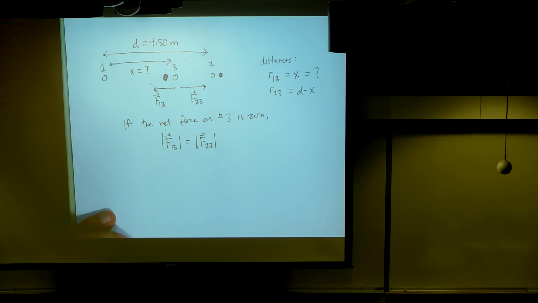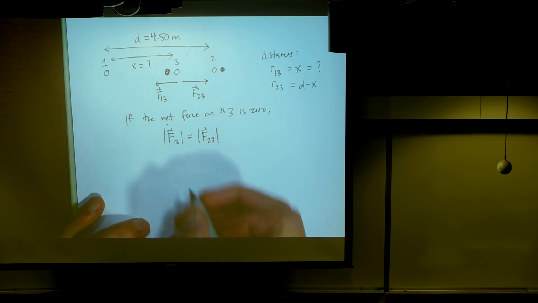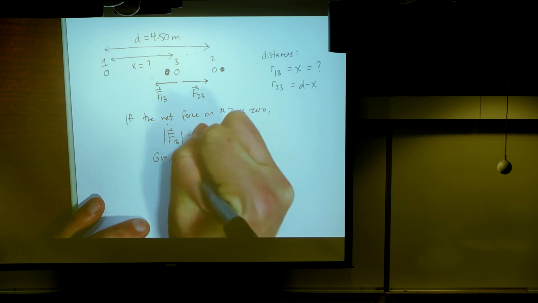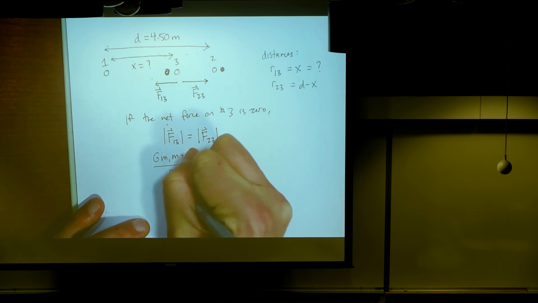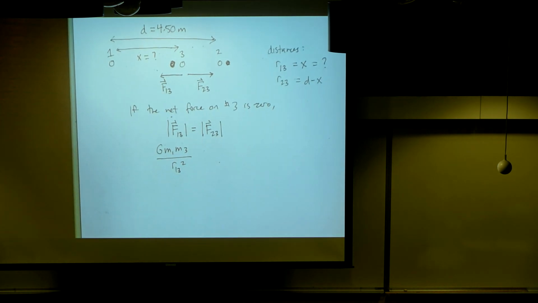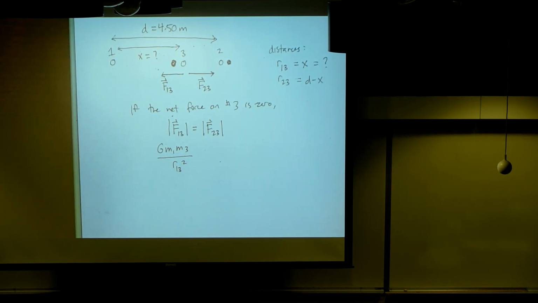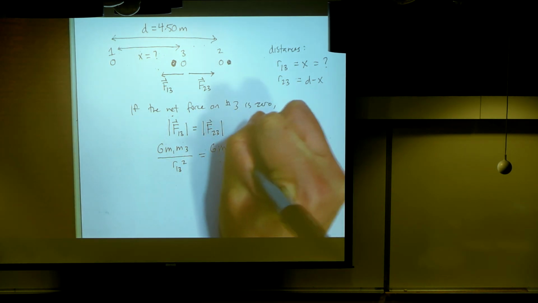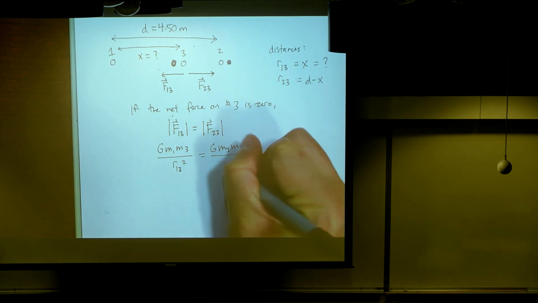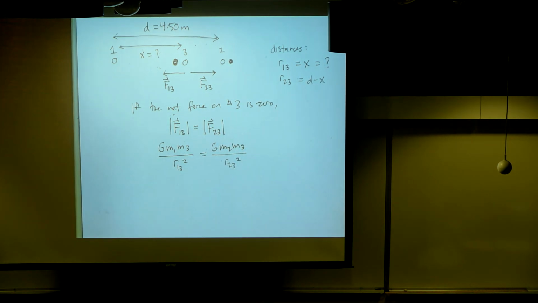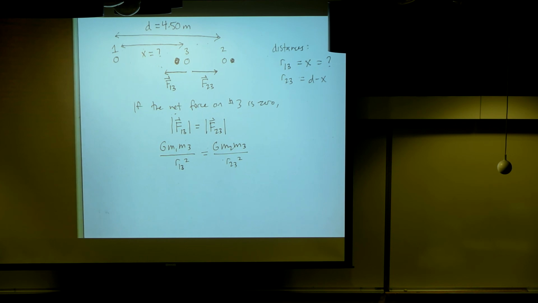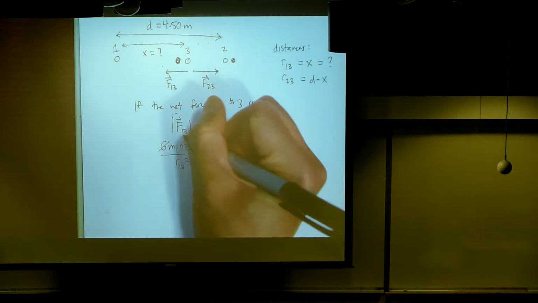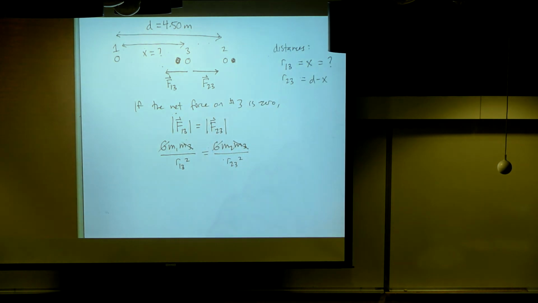All right, cool. So these two forces have the same magnitude. That means for F13, we have big G, M1, M3 over R13 squared. It's the two masses multiplied together divided by the distance squared. For this other force, we have big G, M2, M3 divided by R23 squared. So it's just the force between 2 and 3 here. Notice what I can do. I can cancel out big G, and I can cancel out M3.